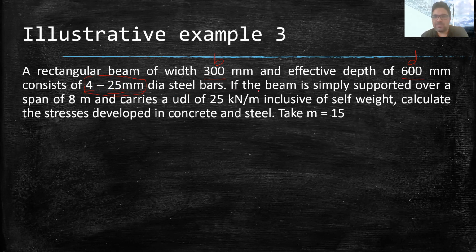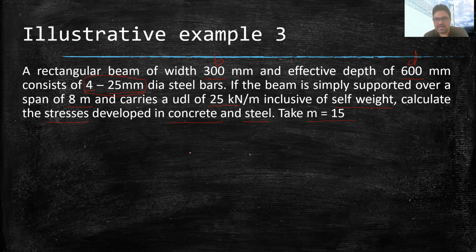And if the beam is simply supported over a span of 8 meters, this is the effective span which is given in the question. The beam is carrying a UDL of 25 kilonewton per meter, which is including the self weight of the beam. Then calculate the stresses developed in concrete and steel. And they have also given the direct value of m, which is 15.